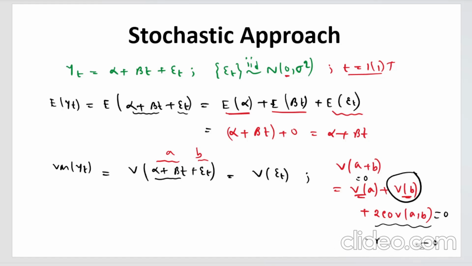Again, if you have any doubts, you can ask. I'll be replying to that, right? So it is simply the variance of epsilon t. What is the variance of epsilon t? This is simply given to you as sigma square. So the expected value of this series is alpha plus beta t, and the variance of this series is sigma square. And now we'll have to find out the autocovariance function. Let us do that.